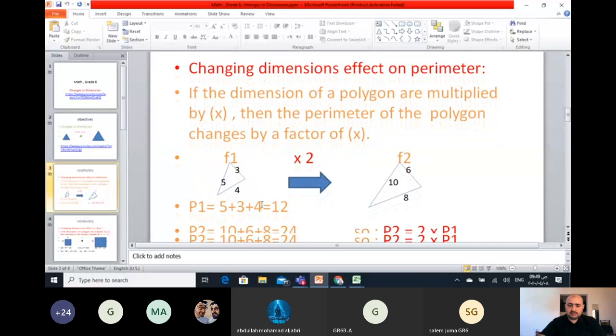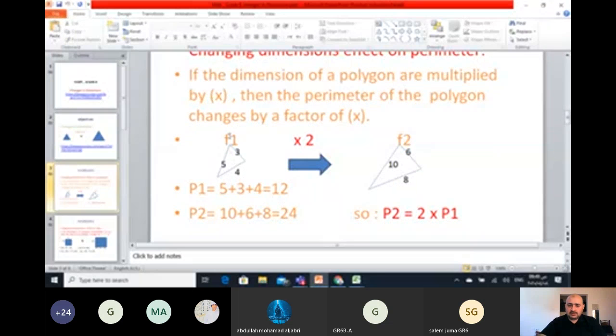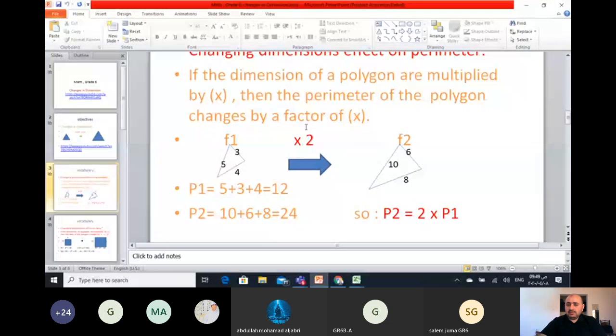As you see here, we have figure 1, F1. We have a triangle, the first side 3, then 4, then 5. We will change the dimensions, so I will multiply by 2. 3 multiplied by 2 will be 6. 4 multiplied by 2 will be 8. 5 multiplied by 2 will be 10. So I have now a new figure, F2. The F1 multiplied by 2 means doubled.